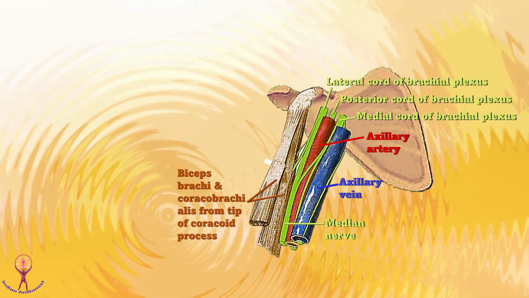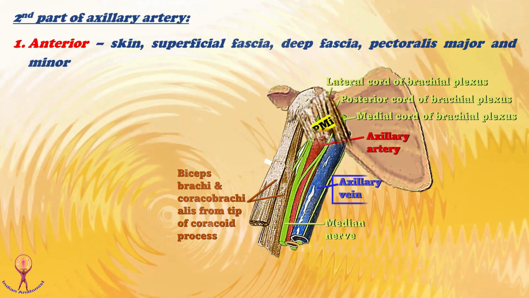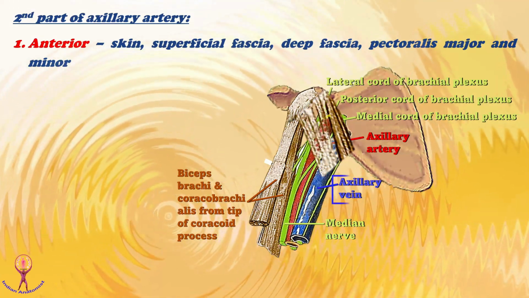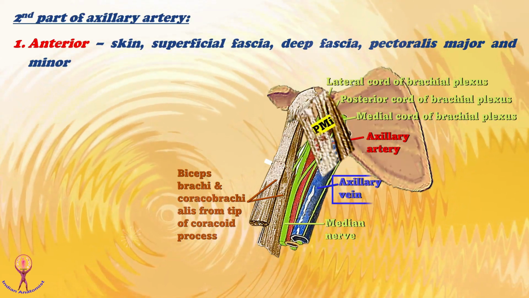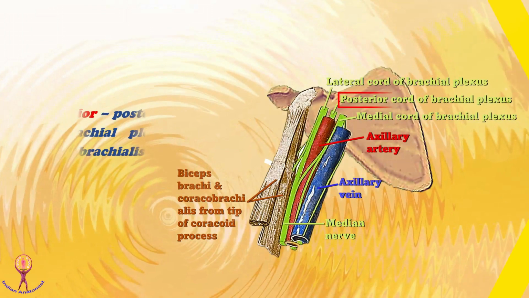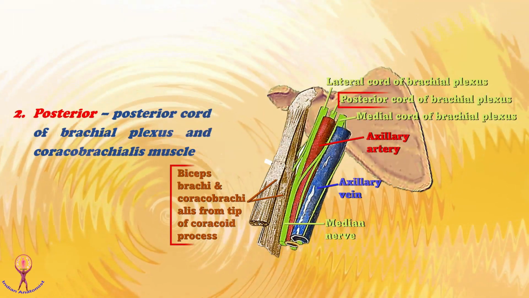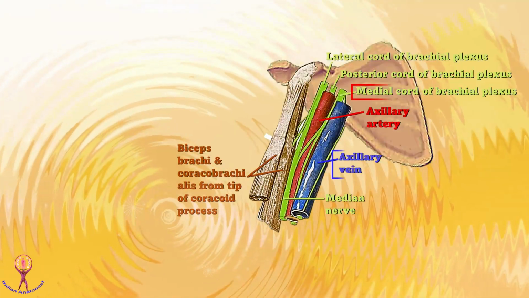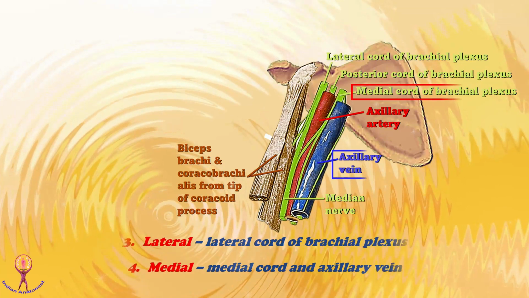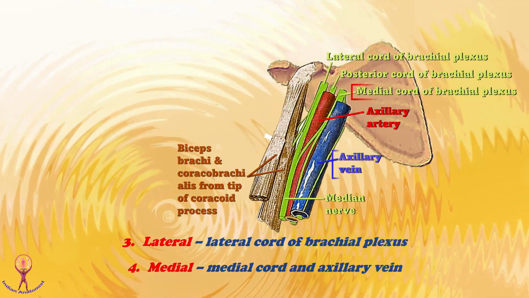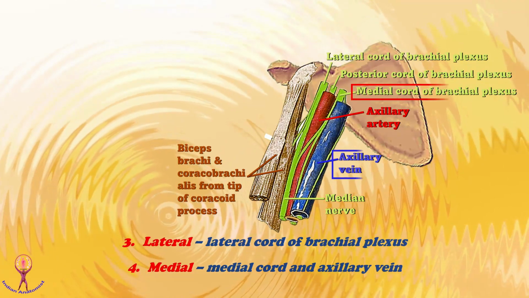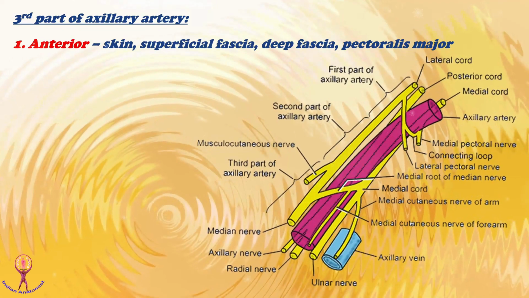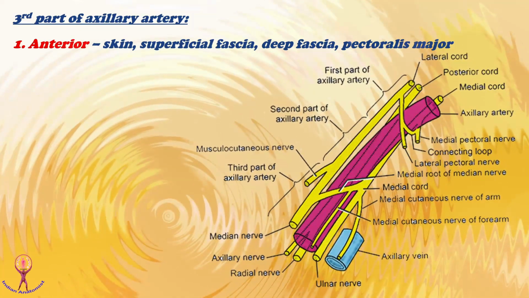Now, coming to the second part of the axillary artery. As usual, the anterior relations are skin, superficial fascia, deep fascia, and the pectoralis major and pectoralis minor muscles. Posteriorly, the axillary artery is related to the posterior cord of the brachial plexus and the coracobrachialis muscle. The lateral relation of the second part is the lateral cord of the brachial plexus, and the medial relations are the medial cord of the brachial plexus and the axillary vein.